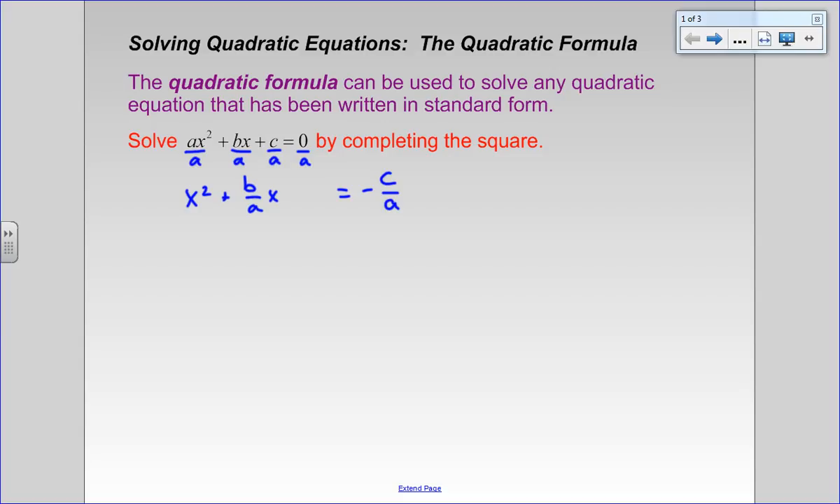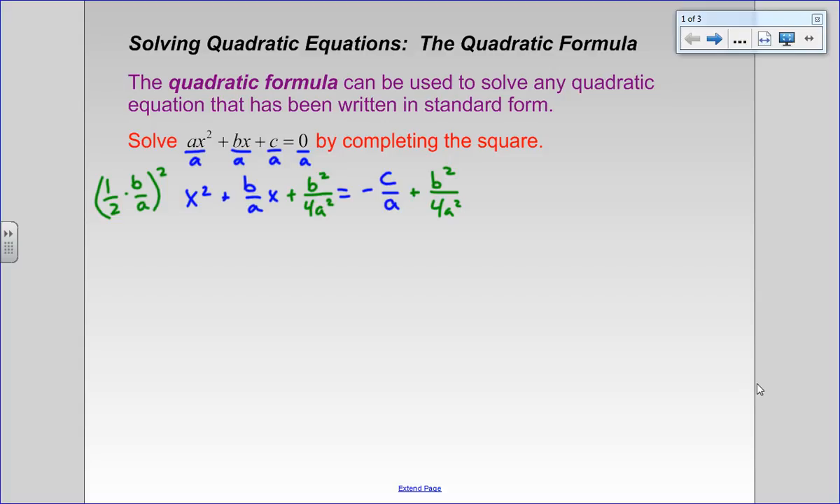Now, to make the left-hand side of this equation a perfect square trinomial, remember that we need to add 1/2 of the coefficient of x, that number squared, to both sides. Well, 1/2 times b over a, that whole quantity squared, would be b squared over 4a squared. So that is the value we need to add on both sides of our equation.